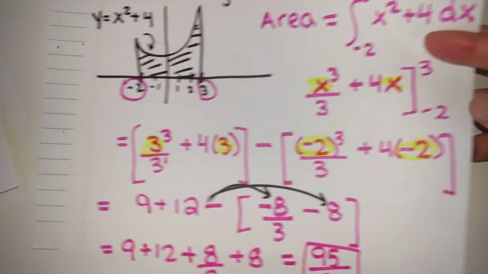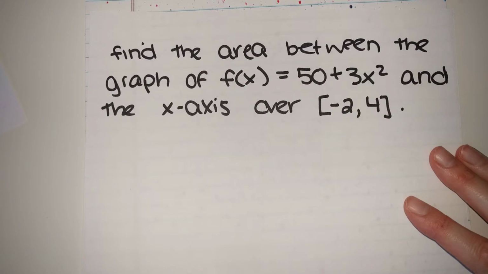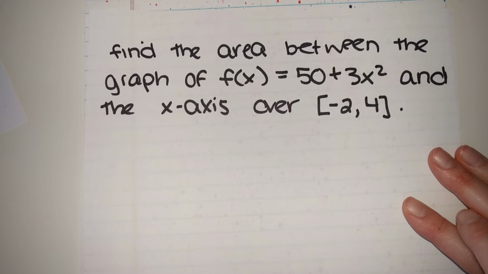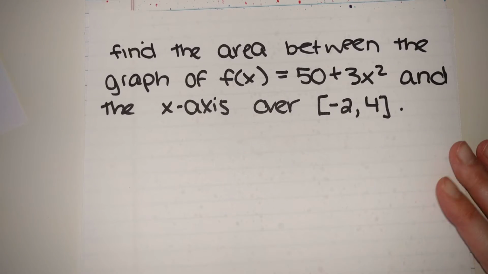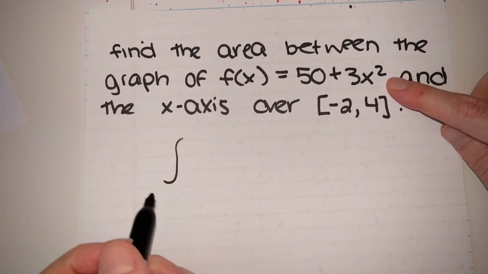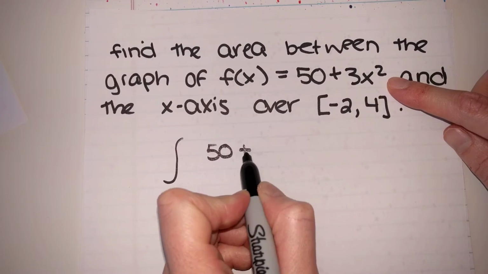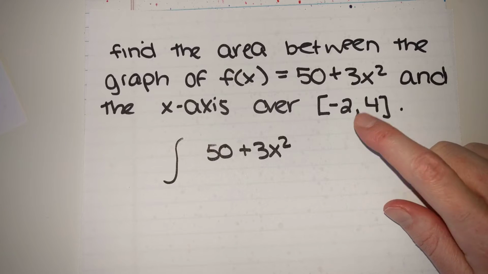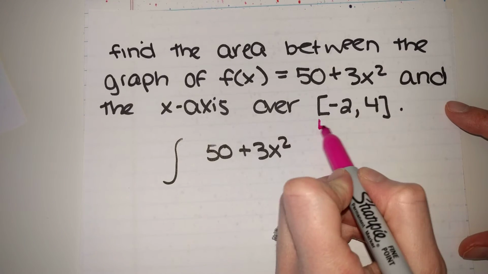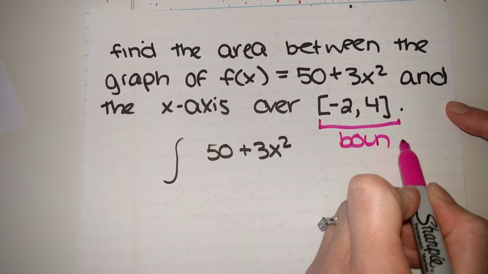Now, just really quickly, let's set up another example. So here what we have is we are trying to find the area of the graph 50 plus 3x squared over the interval -2 to 4. And if I just set this up only, the integrand will be 50 plus 3x squared. And then this whole thing about over the interval -2 to 4, that is telling you the bounds of integration.